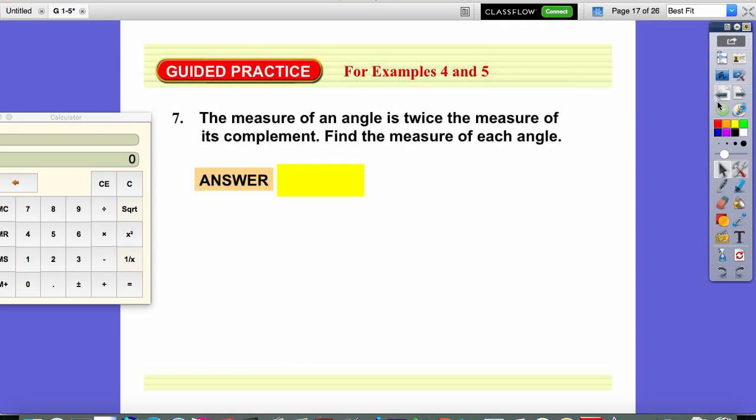And we have another problem here. The measure of an angle is twice the measure of its complement. So let's think about this, because you have quite a few problems in homework like this.